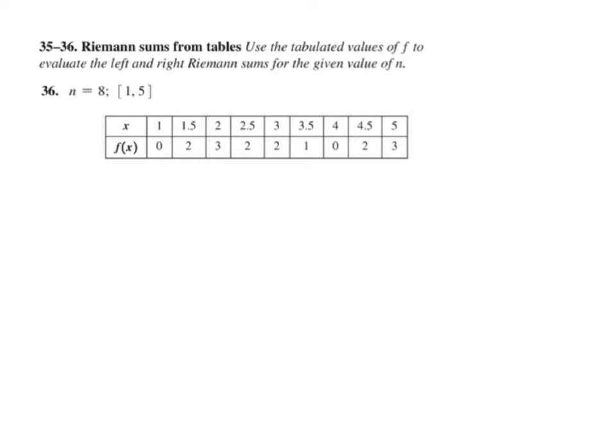Now I want to continue on and do the last problem here, and what it's asking us to do is to figure out this information based off of a table. We have our interval here from 1 to 5, and we have our number of rectangles, which is 8. The first thing I want to do is let's go ahead and just graph these points. We want to do an LRAM and an RRAM from this.